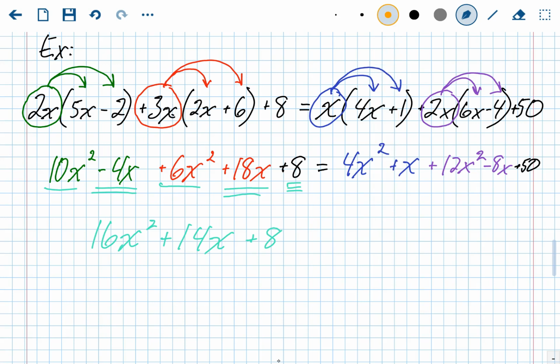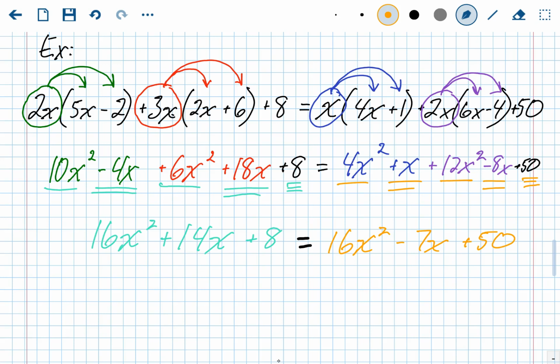All right, moving on to the right side. Same thing: try to get your x squareds together. I have a 4x squared here and a 12x squared later on. 12 plus 4 is 16x squared. Go on to the x's: 1x minus 8x. 1 minus 8 is negative 7x. And then the 50, there are no other constants on that side, so plus 50.